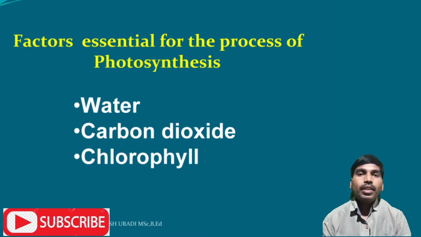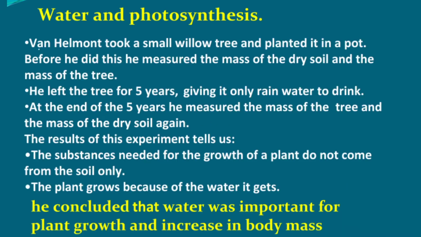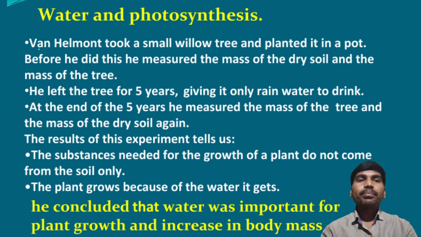This sunlight is converted into chemical energy by the process of photosynthesis. Then what are the essential factors? Here the first ones are water, carbon dioxide and chlorophyll. Next one, water and photosynthesis.